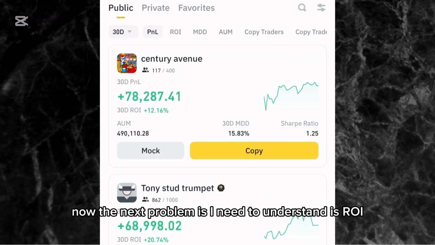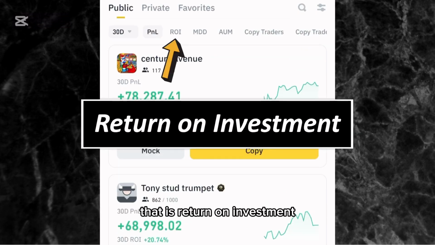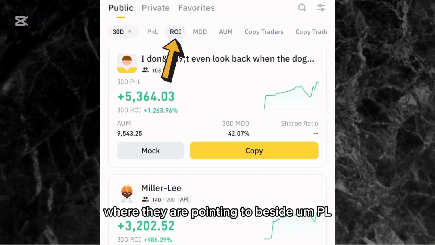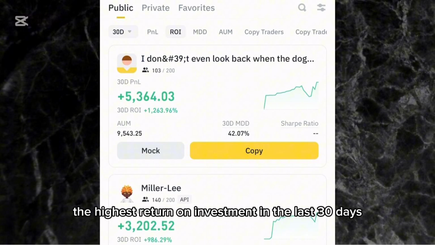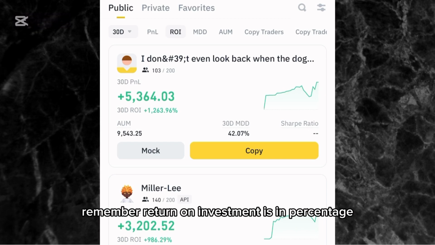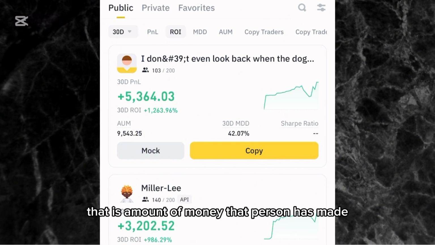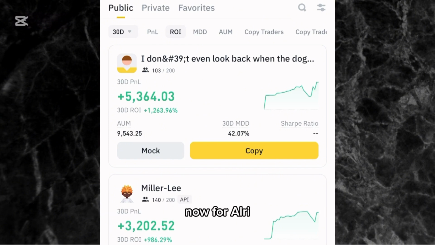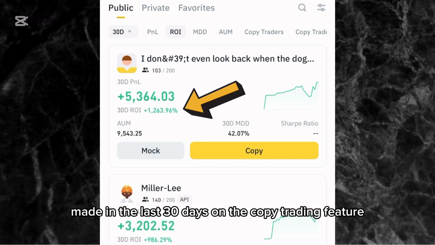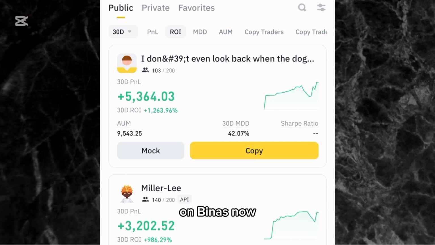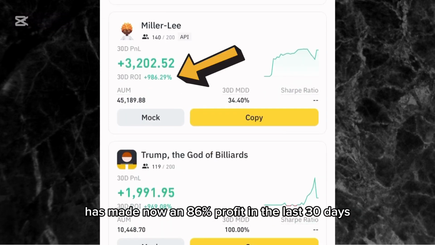Now, the next parameter you need to understand is ROI, that is return on investment. You can see it right here where they are pointing to, beside P&L. This one is to show you who has made the highest return on investment in the last 30 days. Remember, return on investment is in percentage, while P&L is in numbers, that is the amount of money that the person has made. Now, for ROI, the first trader right here has made 1,263% profit, and that's a lot. That's the highest percentage or the highest ROI a trader has made in the last 30 days on the copy trading feature on Binance. The second person right here has made 986% profit in the last 30 days.